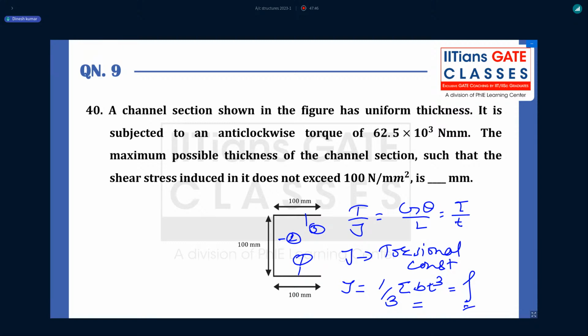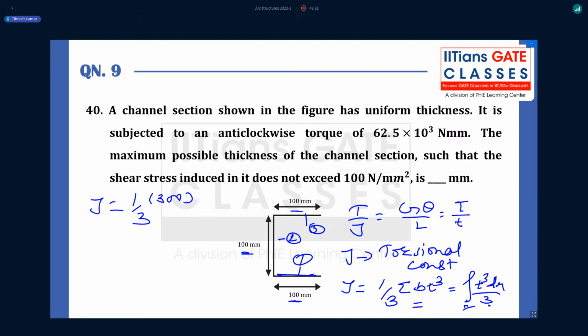Now guys, what is the J value in this case? It is 1 by 3. Each section has a length b value of 100, 100 and 100. So the total sigma length is 300. And what is the thickness for each?